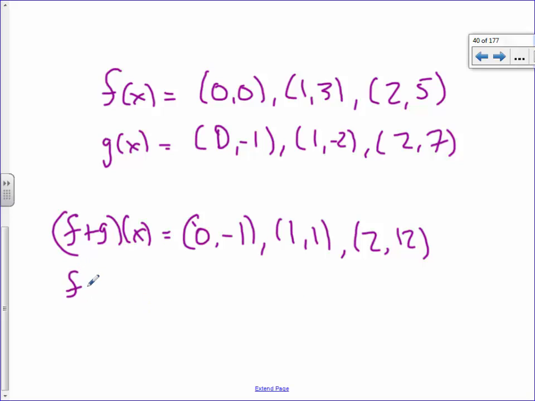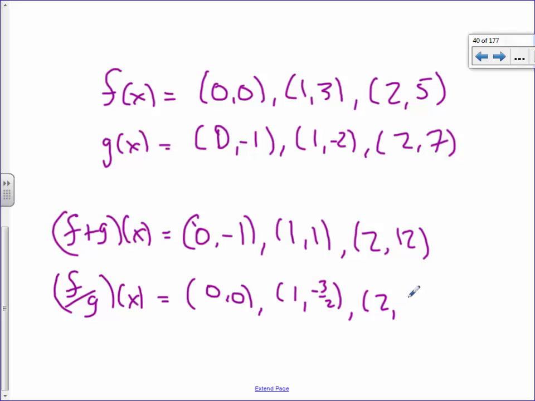Let's do divide. f over g of x. So if we did 0, could we divide the values there? Is that permissible? You can go 0 divided by negative 1. That's valid. So it's 0. For 1, 3 divided by negative 2. I guess let's just call it negative 3 over 2 then. And then for 2, 5 divided by 7. Let's just call it 5 over 7.